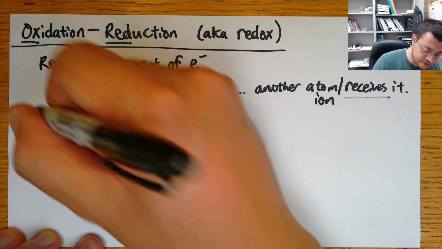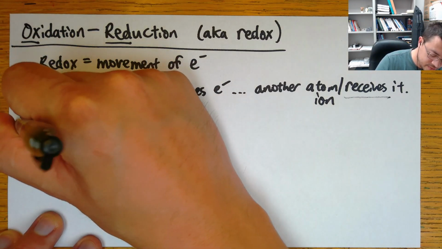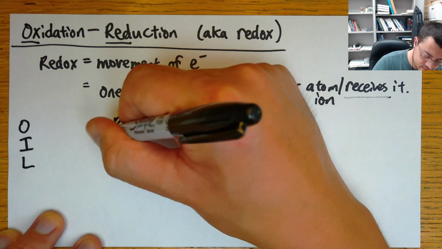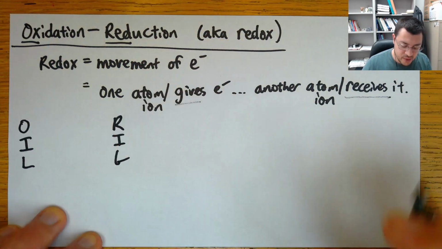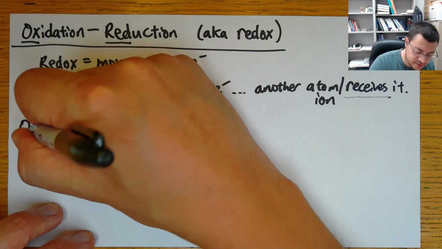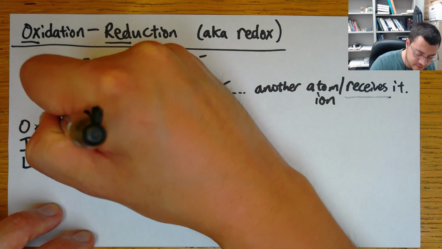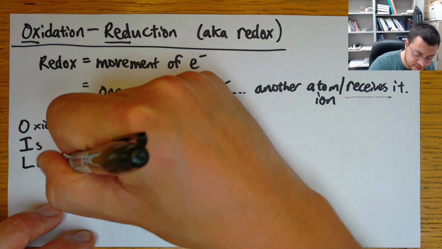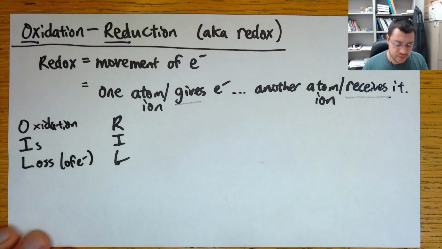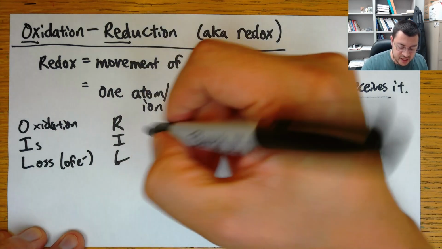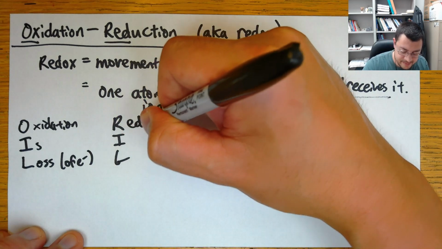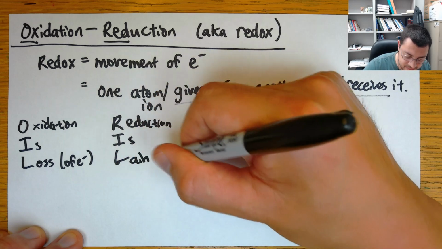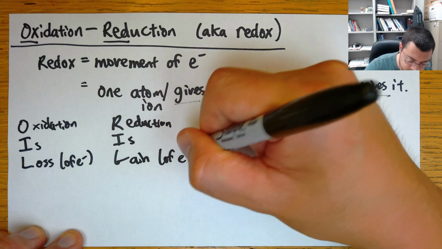Okay, so here's the vocabulary. OIL RIG. Okay, OIL stands for oxidation is loss. It's the loss of electrons. RIG stands for reduction is gain of electrons.